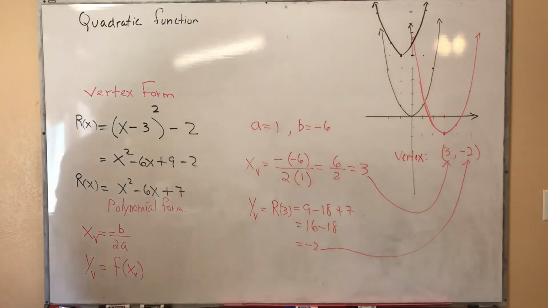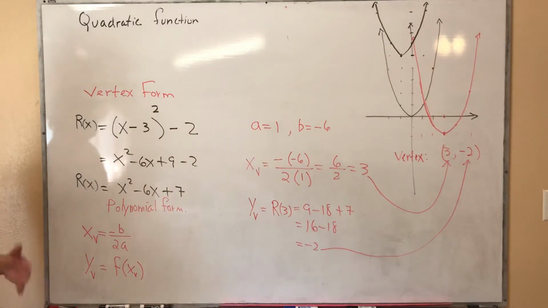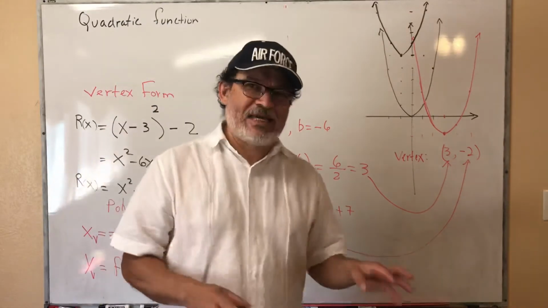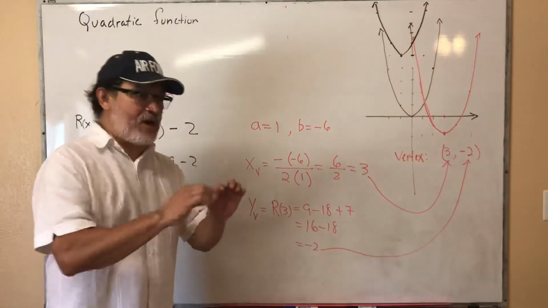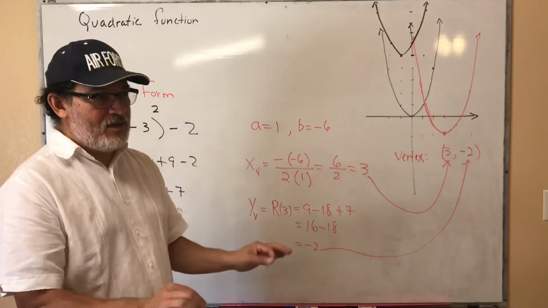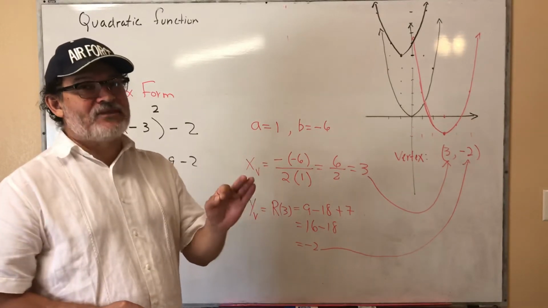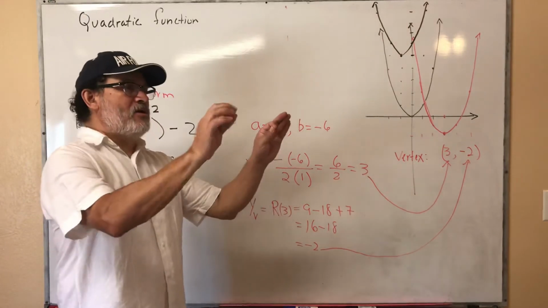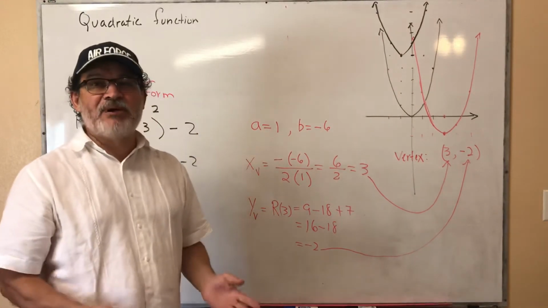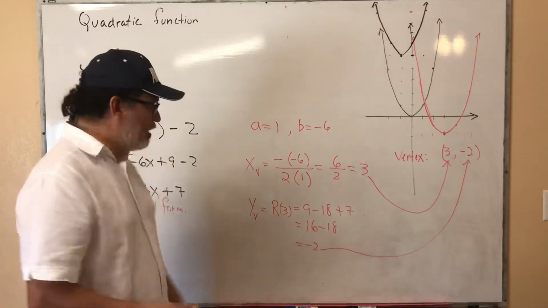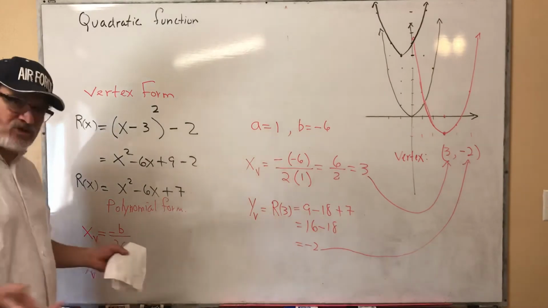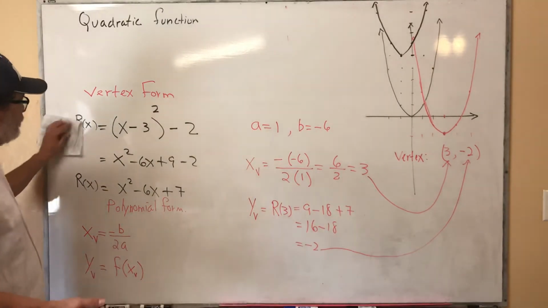Okay, beautiful. Now why is it that we want to find the vertex? Because in applications, if the parabola opens down, the vertex is a maximum. If the parabola opens up, the vertex is a minimum. So that's why we want to find out where the vertex is.